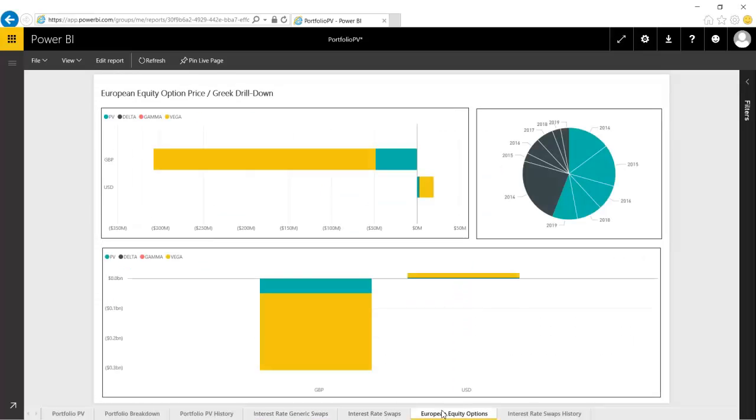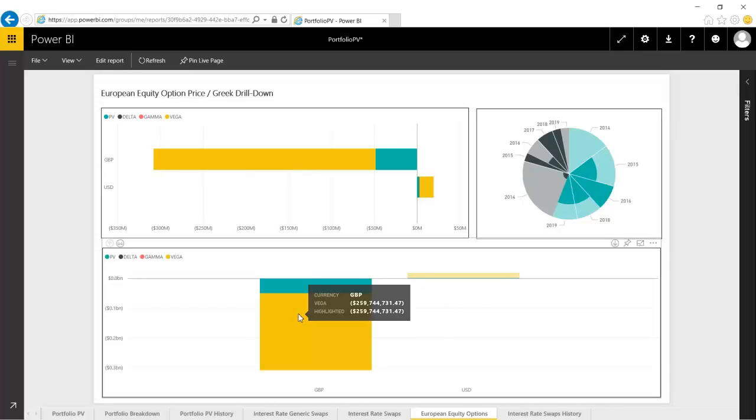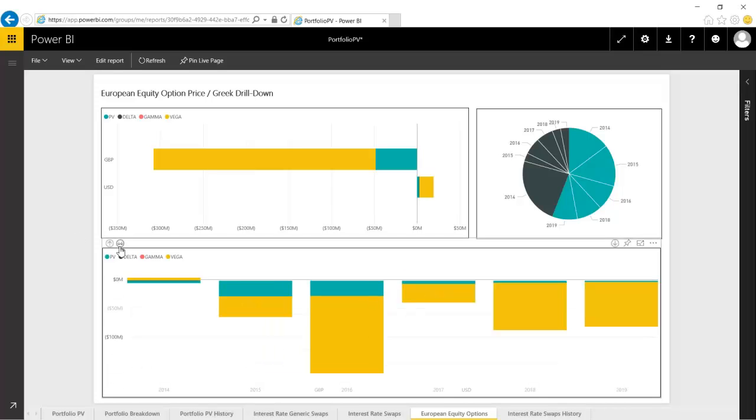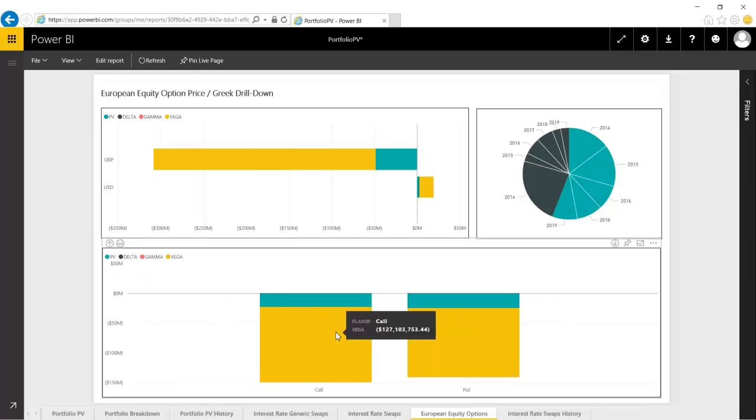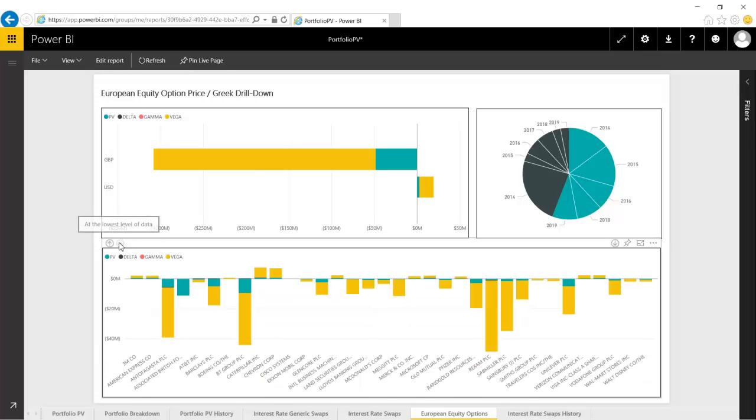And finally we can look at some European equity options where we're looking at the present value, the delta, the gamma and the Vega, in this case just for two currencies, GBP and USD. But if we click on GBP, for example, we can see with the pie chart on the right how the number of trades has been broken down by the expiry of each of those options. And as in the previous case, we can actually drill into the counterparty, look at the year that those option deals expire, and then we can look at the type, whether it's a call or a put. We can then look at the underlying ticker associated with those options.